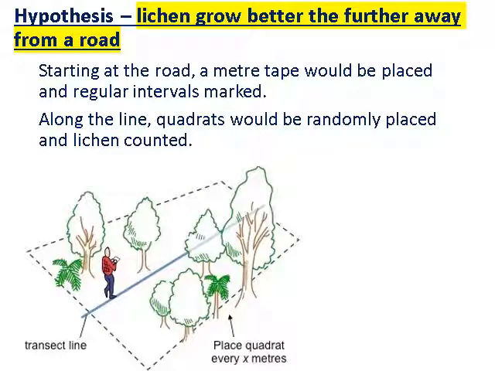So we're going to talk about testing our hypotheses again. And our hypothesis is lichen, which is like a moss, and they grow better further away from a road. So what I'm going to do, I'm going to place a transect line. It's going to start at the road, and I'm going to place a quadrat at regular intervals marked on there. I'm going to say every 2 metres. Every 2 metres that I place that quadrat along the transect line, I'm going to count the number of individual lichens in there.